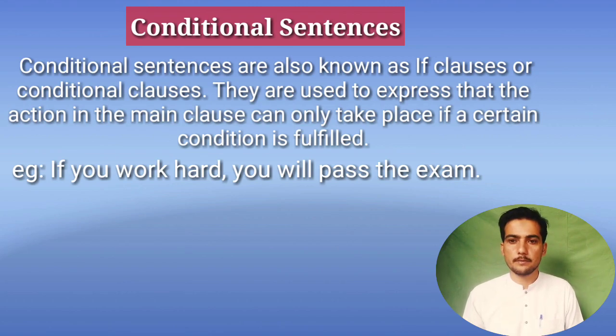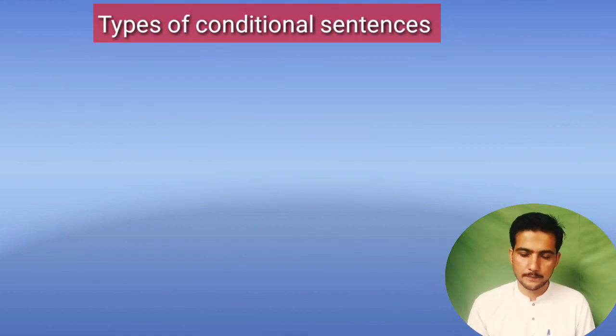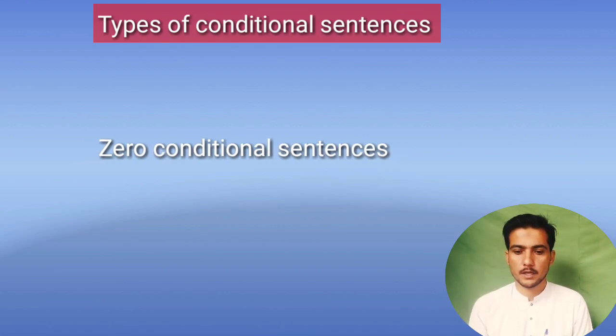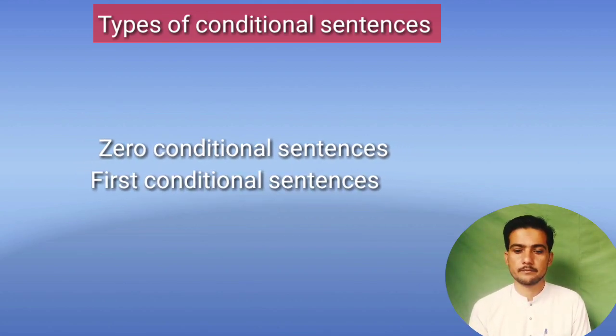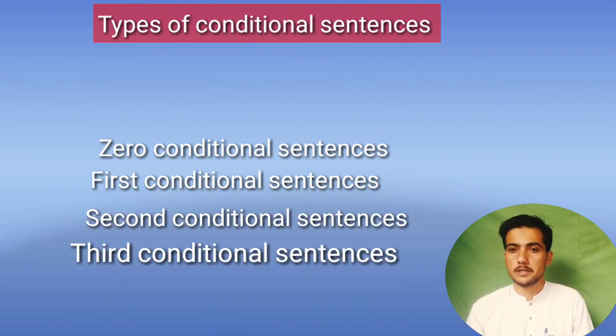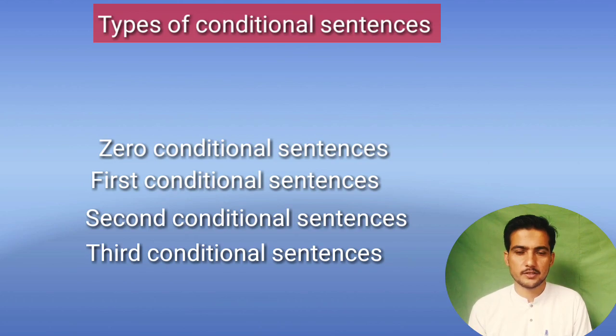So the first one is the if clause because it starts with if, and the second one is the main clause, or we can simply also call it the result clause. Types of conditional sentences. In the English language, there are mainly four types of conditional sentences. The first one we can call zero conditional sentences, then first conditional sentences, second conditional sentences, and third conditional sentences. So let's start and discuss them one by one.